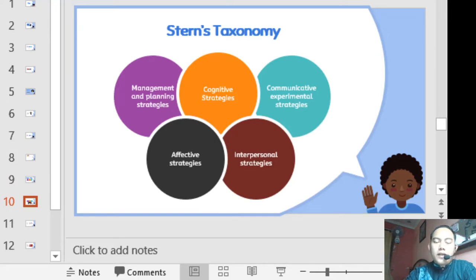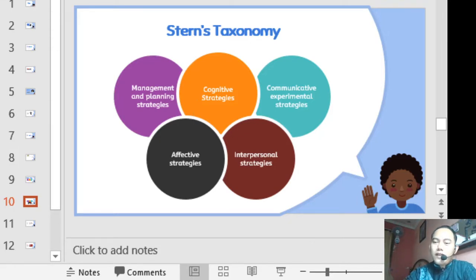The next taxonomy is from Stern, Stern's taxonomy. According to Stern 1992, there are five main LLS, namely management and planning strategies, cognitive strategies, communicative experiential strategies, interpersonal strategies, and affective strategies. First, the management and planning strategies.